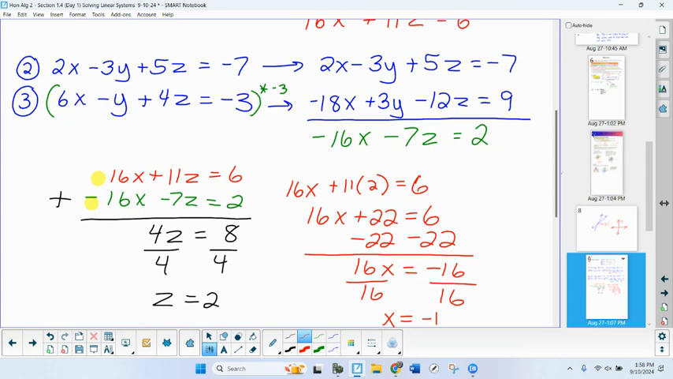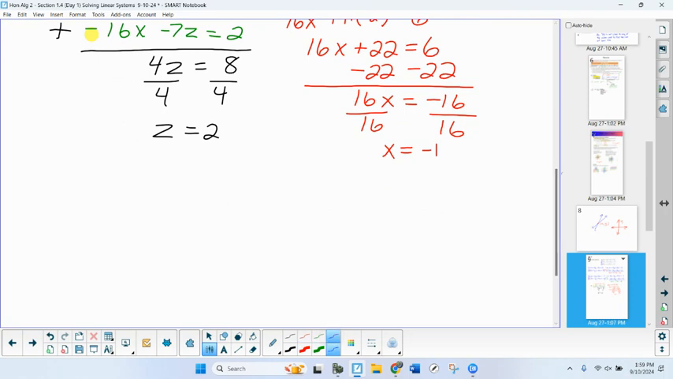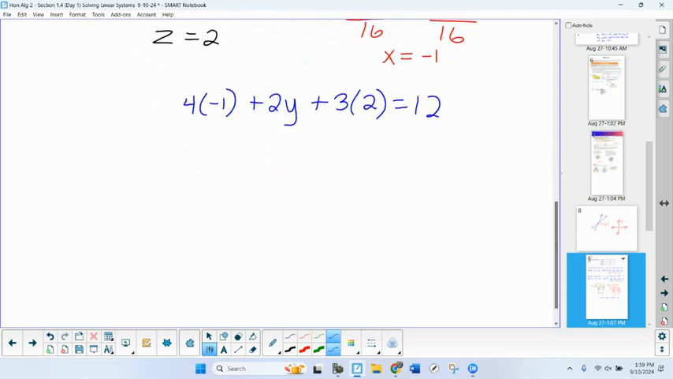Sorry about my speed bumps there. All right, now we're going to go all the way back to the top, Cole. We have x, we have z, we just need y. You get to pick equation 1, equation 2, or equation 3. Which one do you want to work with? The first one, okay? So Cole, you want to do 4 times -1, plus 2y, plus 3z equals 12. All right, what's 4 times -1?